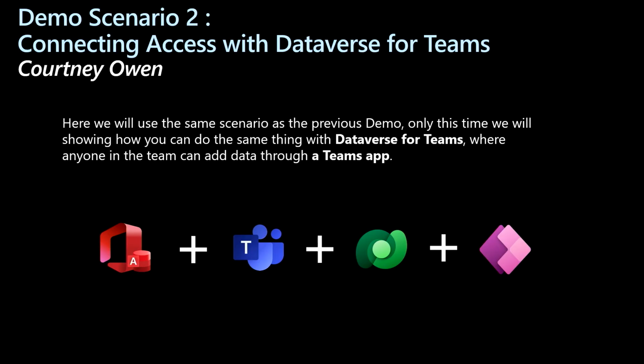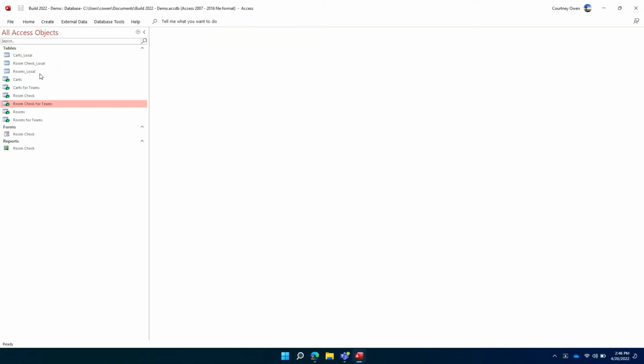Now we have one more demo that Courtney is going to show us, utilizing the same data inside of Dataverse for Teams. Okay, so as Nathan mentioned, we can export to both Dataverse and Teams. I already went through the process of exporting to Dataverse, and it's very much the same process as exporting to Teams, so I'm not going to do that again. What you're going to see here is we already have linked tables: carts for Teams, room check for Teams, and rooms for Teams. These are the exact same tables that I used in the previous demonstration, but I just exported them to Teams.